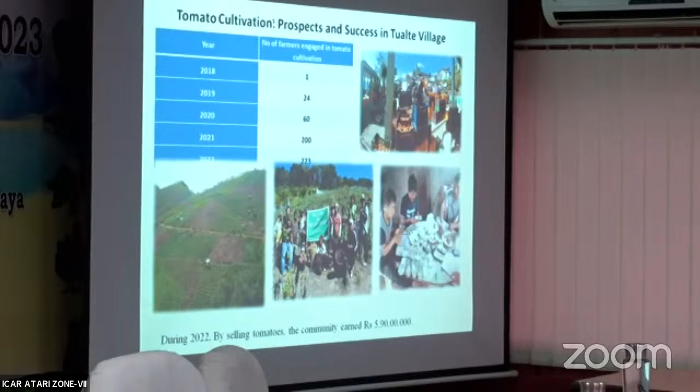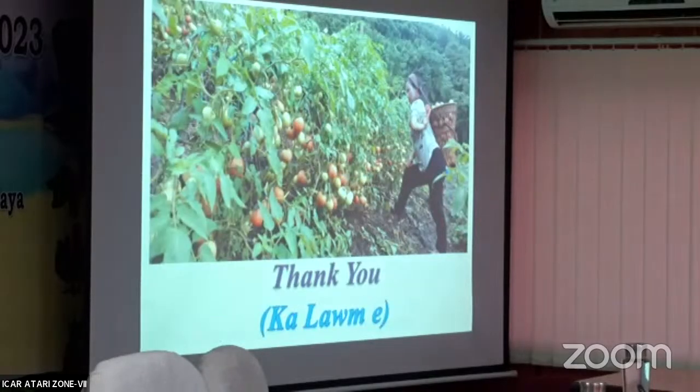So in a week, they used to harvest tomato two times. As you can see, this is the first picture. They used to harvest 2 times in a week. And during 2022, by selling tomatoes only, they could earn 5.9 crore. 59 million, yes. So thank you all. Okay, thank you.